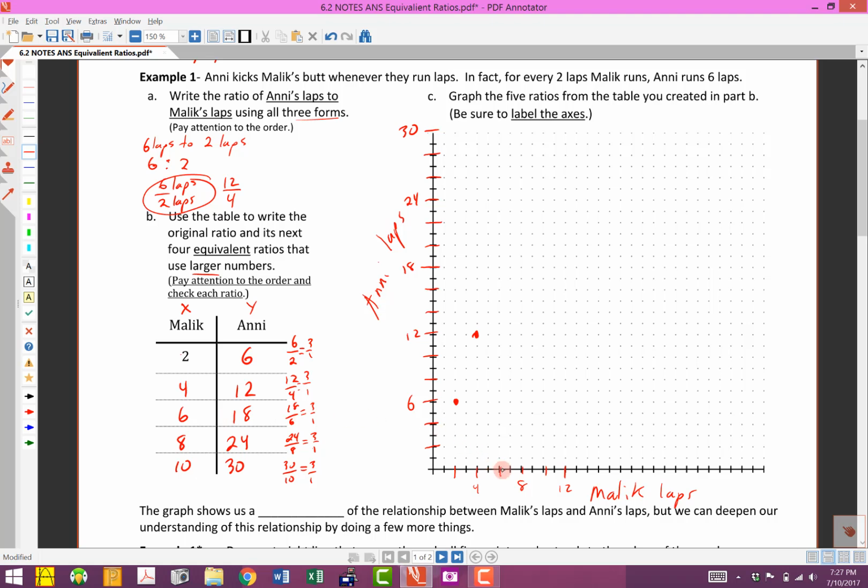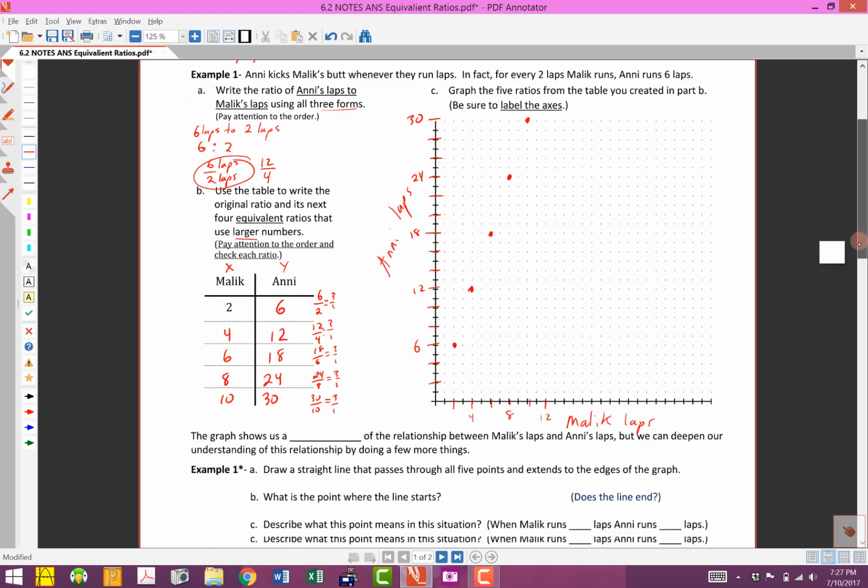Let's keep following this up. So this is going to be 6 for Malik and 18 for Annie, 8 for Malik and 24 for Annie. And you might notice what's happening here as we do this last one, 10 and 30 laps right here. Kind of an interesting thing happens here. We get this nice straight line. Okay, so we're going to kind of extend ourselves down to this part.